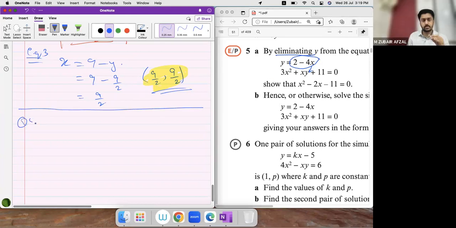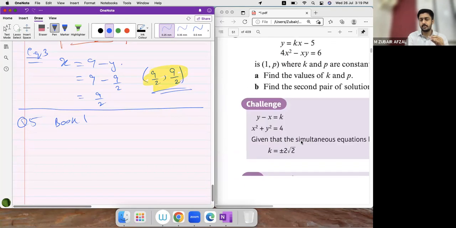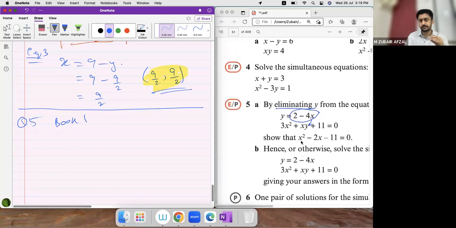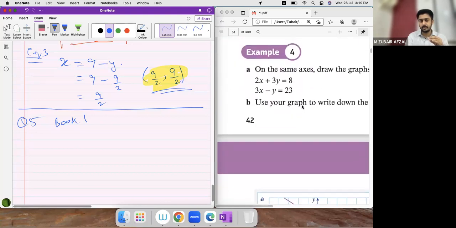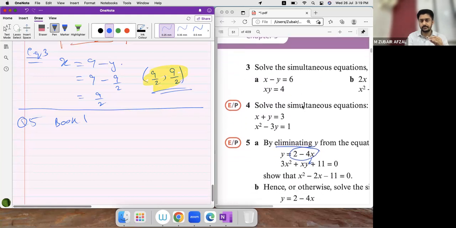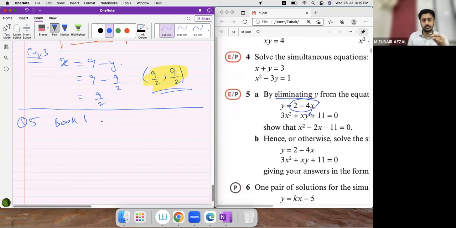Okay, this is question number 5. Book 1, page 42. Y is equals to 2 minus 4x. The other equation is 3x square plus xy plus 11 equals to 0.